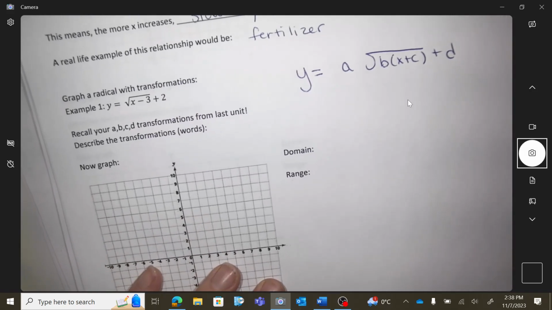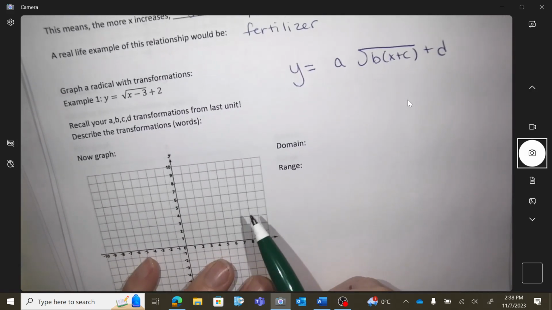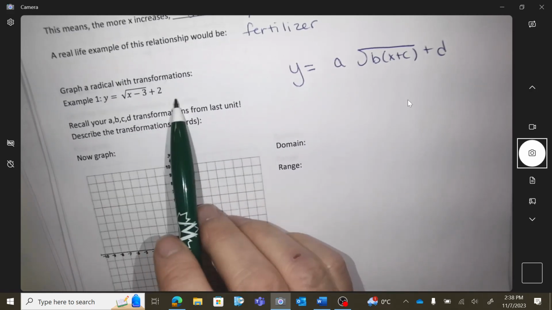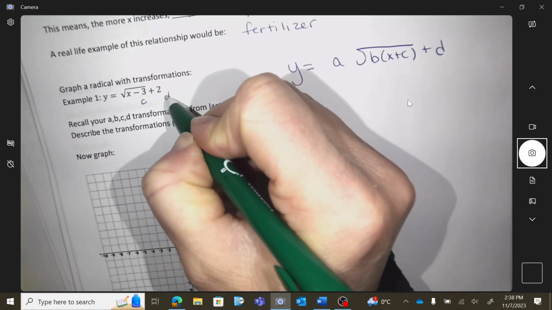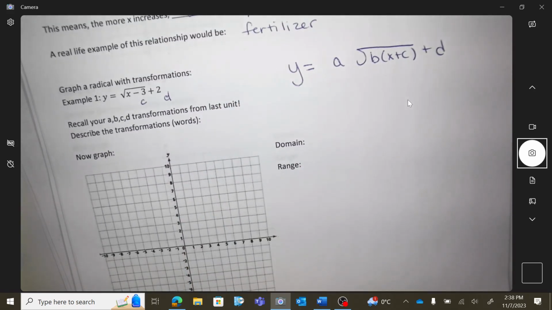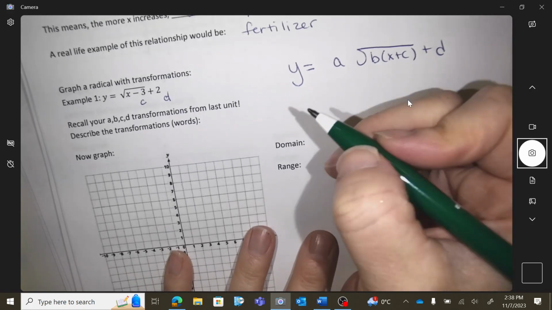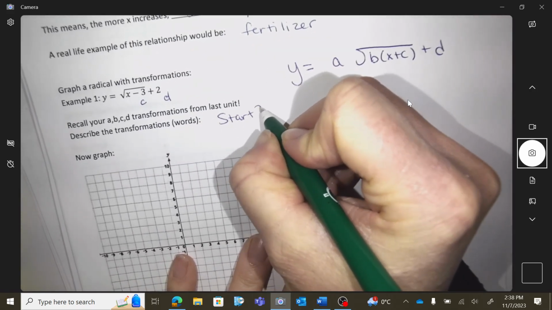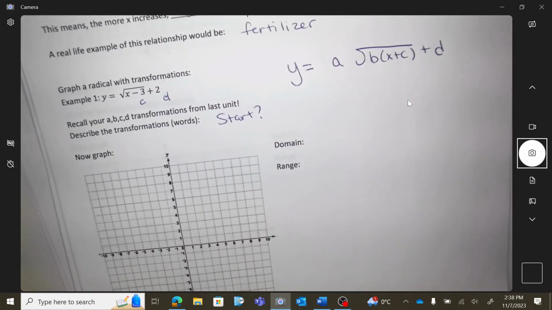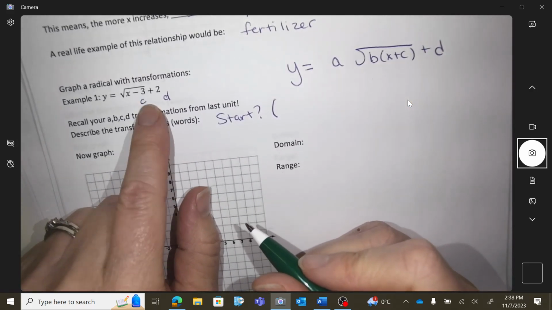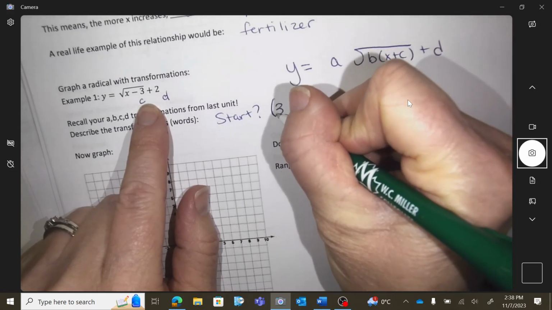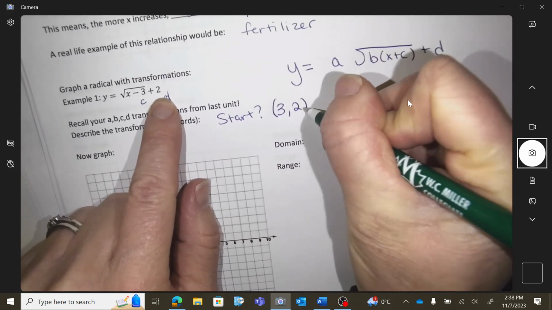Okay, so here we go. Number 1. What kind of letters do you have? A, B, C, D. C and a D. So where should I put the start? Where should I start this out? What coordinate? How do you put those 3 and 2 into a starting coordinate? Which direction? Right 3, up 2.